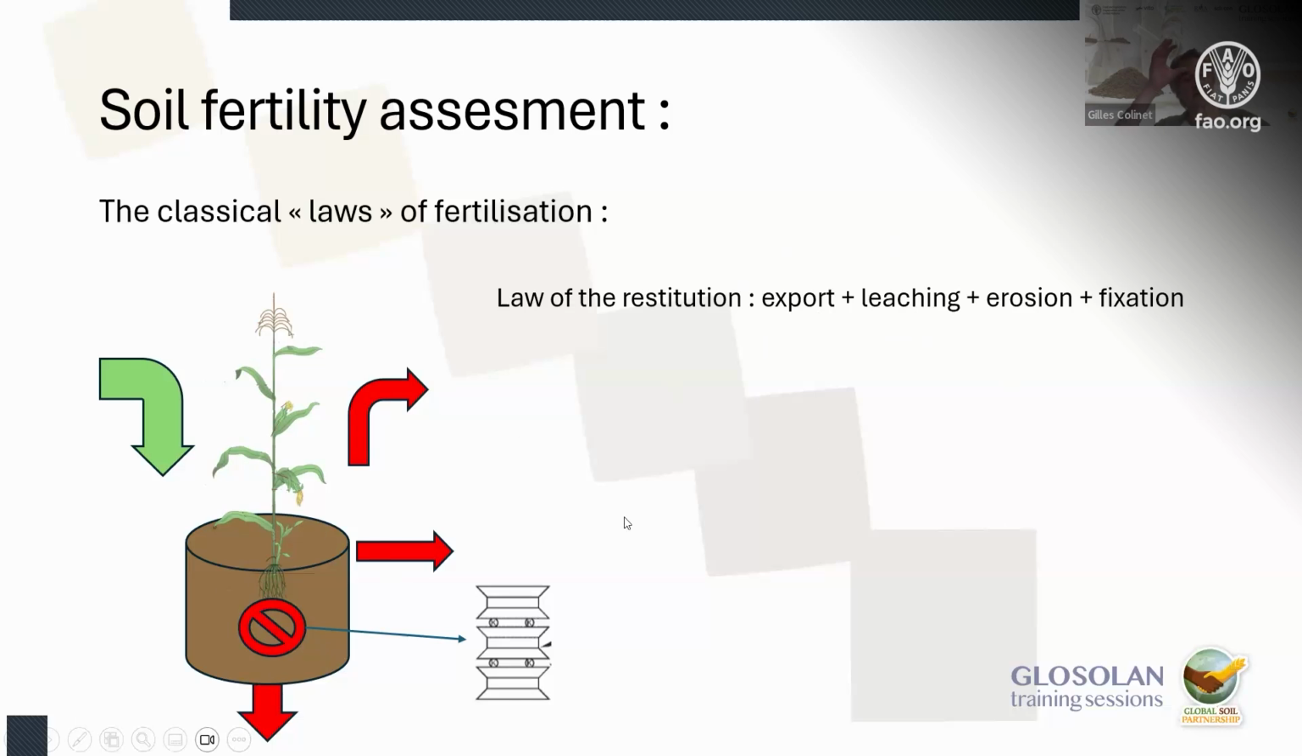So elements are leached, but also by the surface. And also, in some cases, you can compensate the fixation into the soil, such as the potassium, where a part of the potassium that you bring as fertilizers will be blocked by the clay. Okay, so that's the third law of fertilization. What you bring should compensate what is going out of the system.